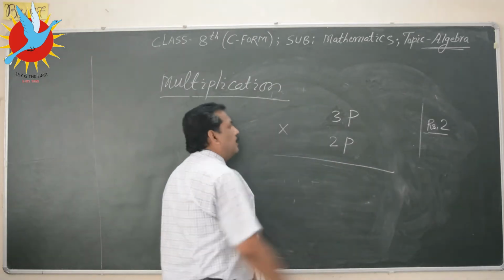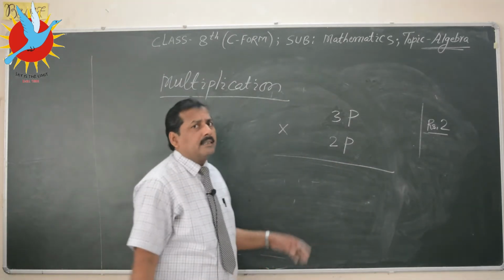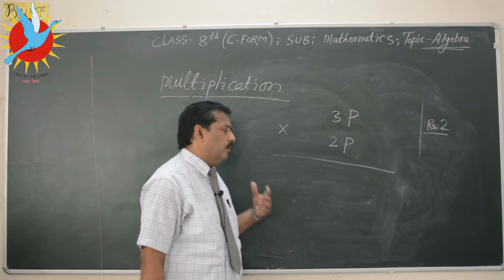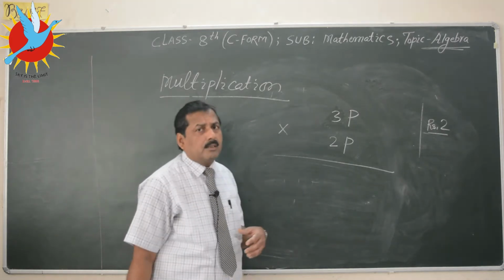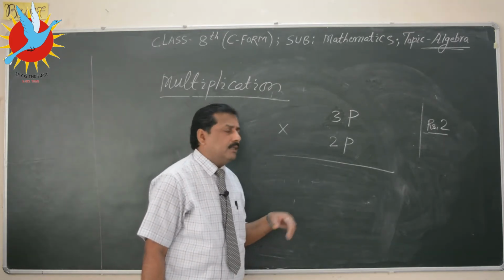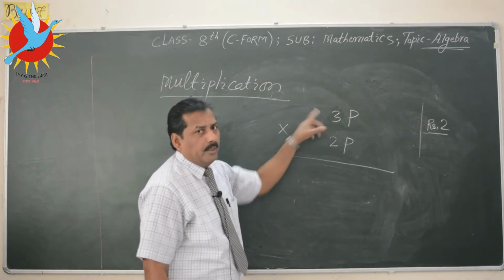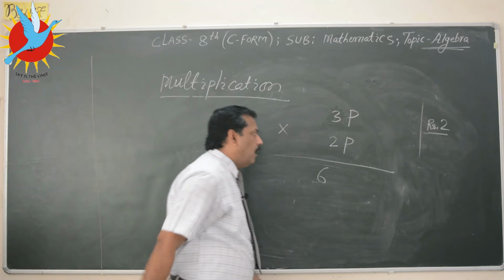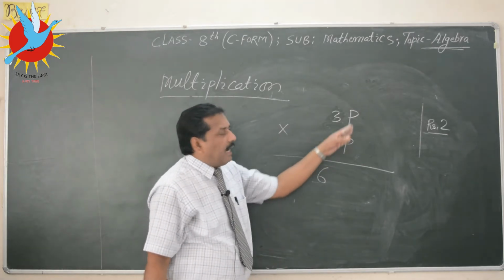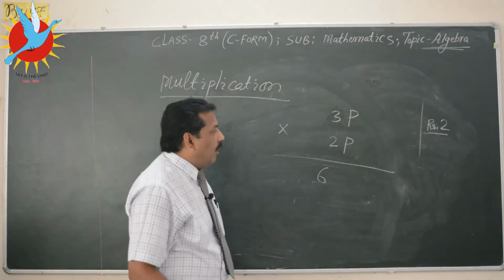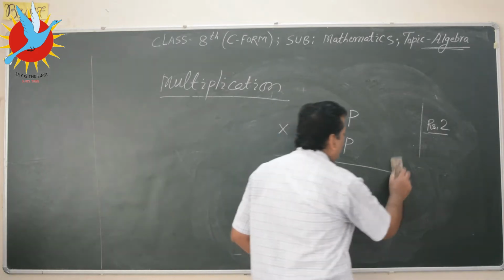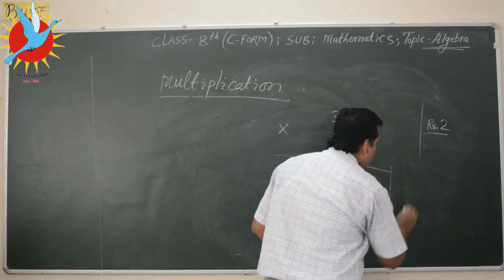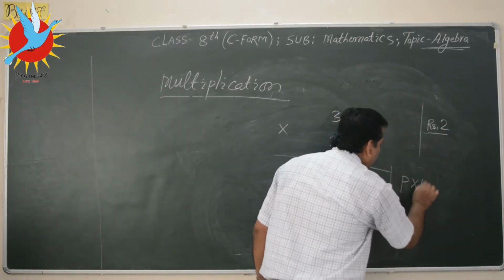This is a multiplication operation, so nothing different. Just like arithmetic multiplication, you multiply number by number, and 2 3s are 6. And what about this p and p? Here we have to do it like this, p multiplied by p.